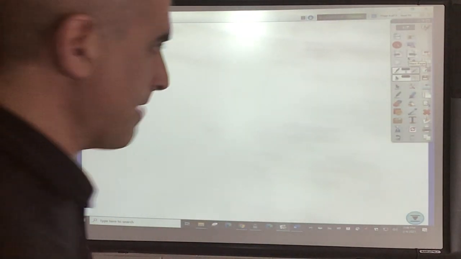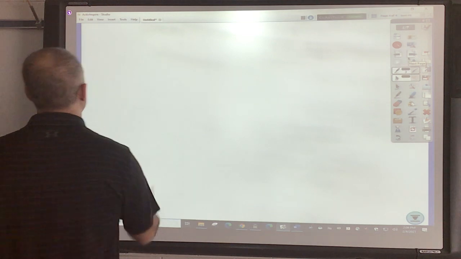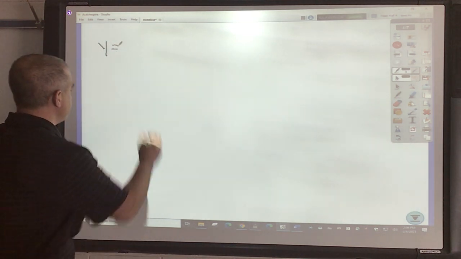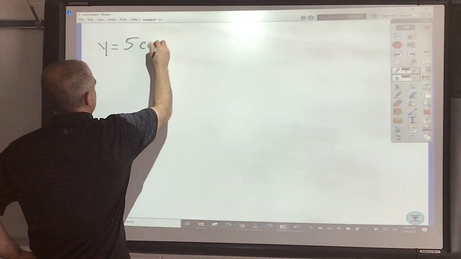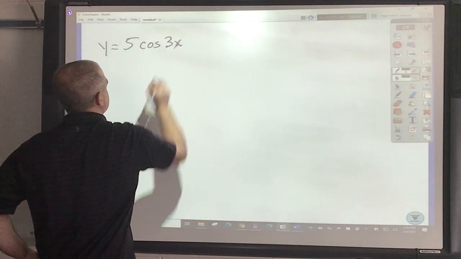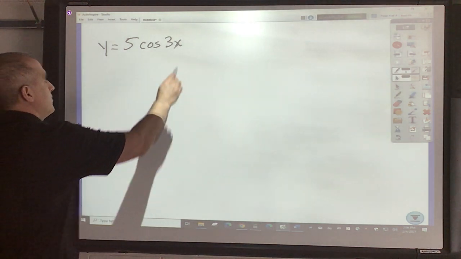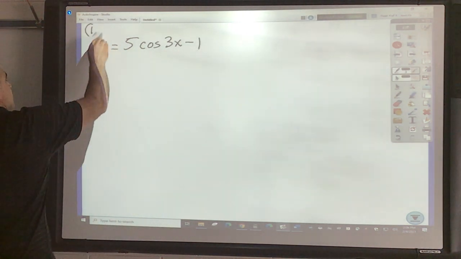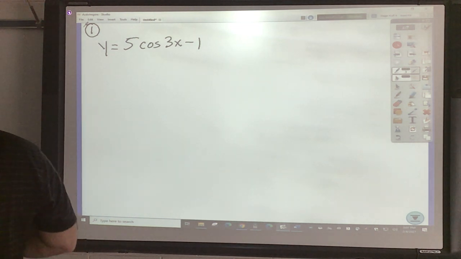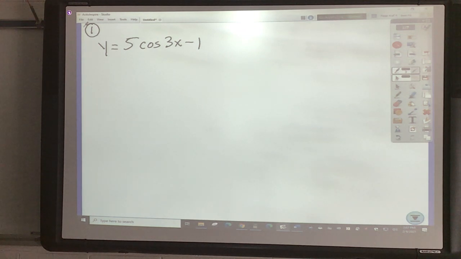Now, I want to talk about a couple more examples. Let's do y equals, let's say 5 cosine of, say 3x minus 1. Let's talk about this. I want to talk about when there are no parentheses there.